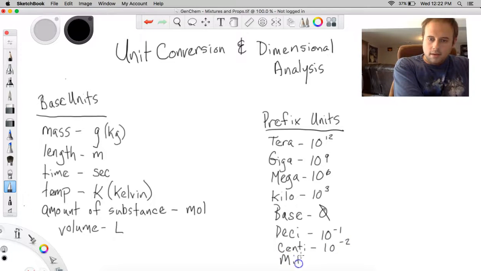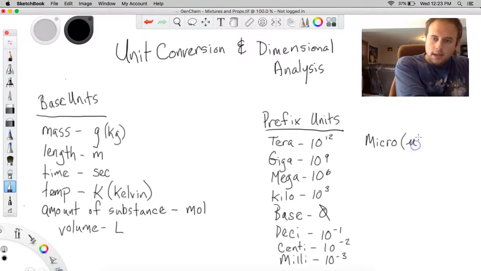Probably the best known of the bunch, milli, right? Millimeter, milligram, all that kind of stuff when you're talking about active drugs or things like that. That's 10 to the minus 3. Then we have micro, and I am going to put a little symbol next to this, the mu symbol. It looks kind of like a U, except you have this extra tail over here. Micro is 10 to the minus 6, and I put that there because it's represented by this symbol right here.